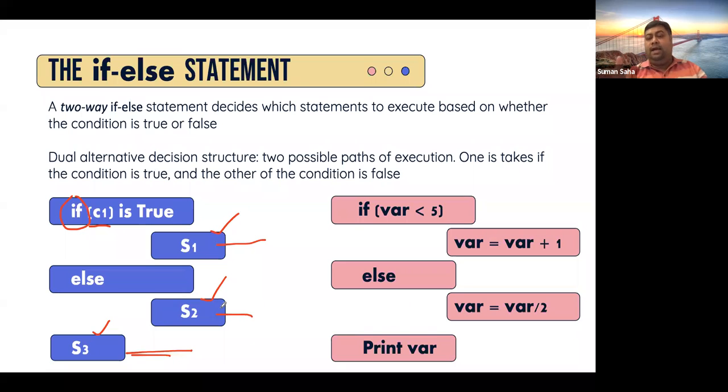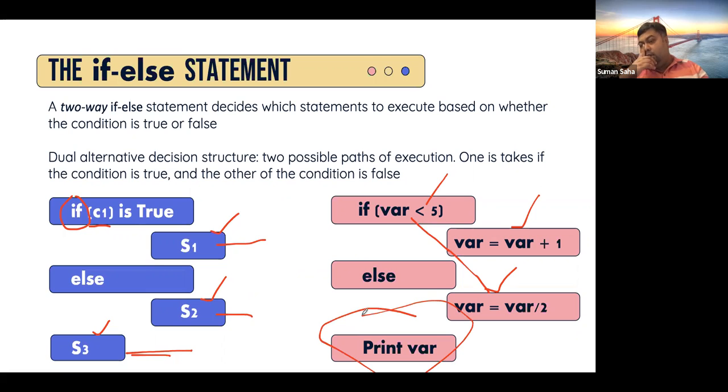Now you see the same example we saw in our previous one, a slightly modified version. If var is less than 5, then var is assigned var plus 1. So if the condition is true, if var is less than 5, then var will be assigned var plus 1. If var is equal to 5 or greater than 5, then var will be assigned var times 2. So this portion will be executed if it is true, and this portion will be executed if it is false.